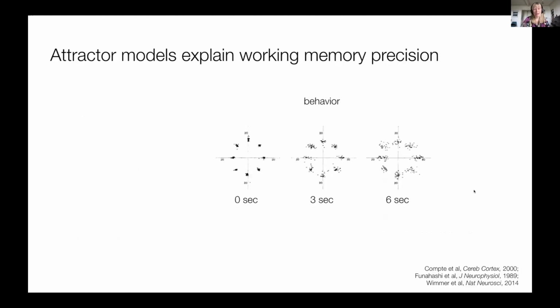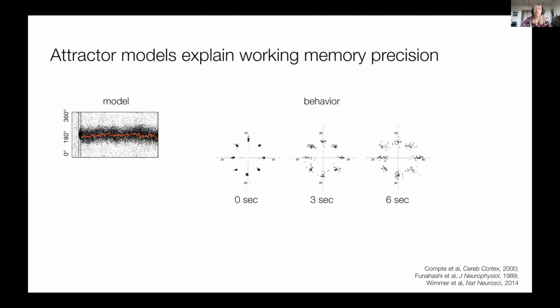Another thing that monkeys show in these working memory experiments is imprecision in working memory that increases with the length of delays. So here we have higher standard deviations around the targets of the responses for very long delays. And again, this is a finding that these attractor models can explain very elegantly. Specifically, we have to look at the drift, or actually at the diffusion of the center of mass of this bump over the course of the delay.